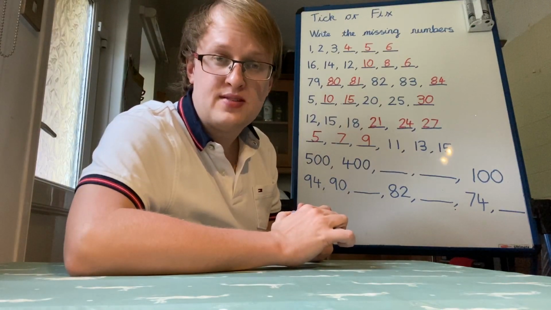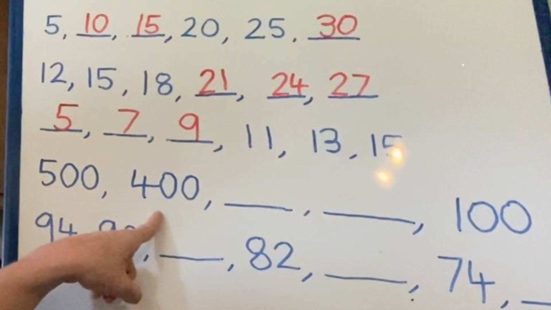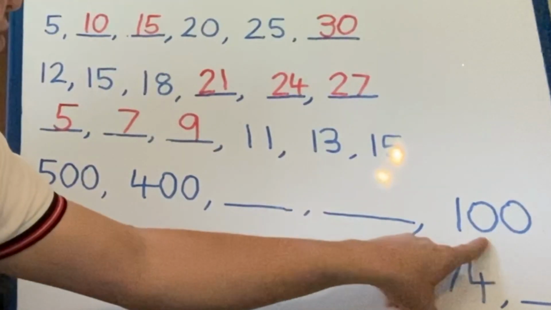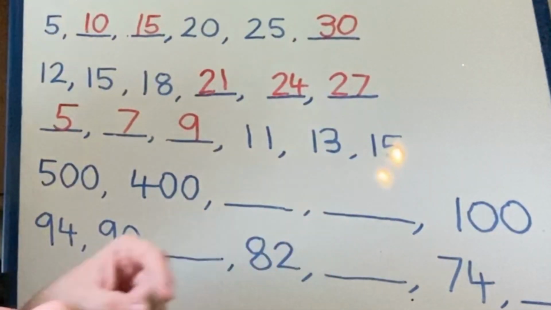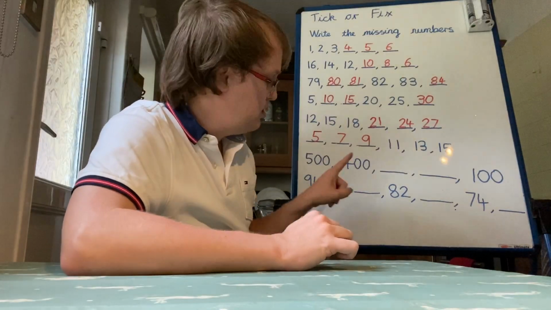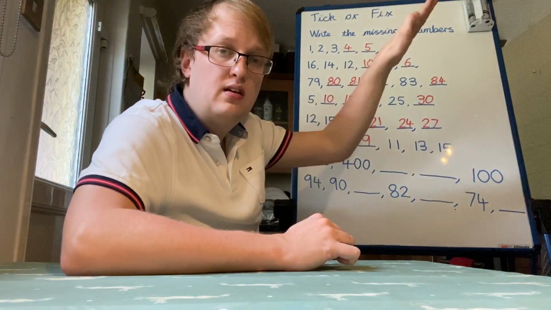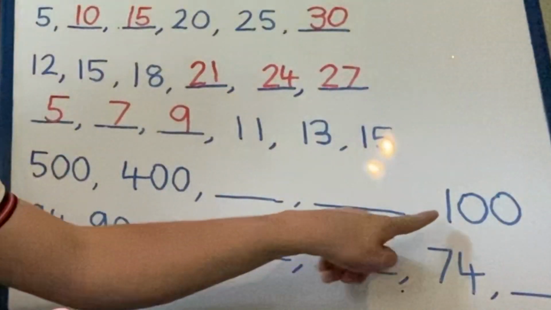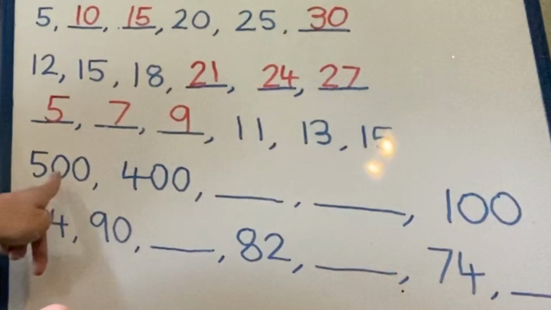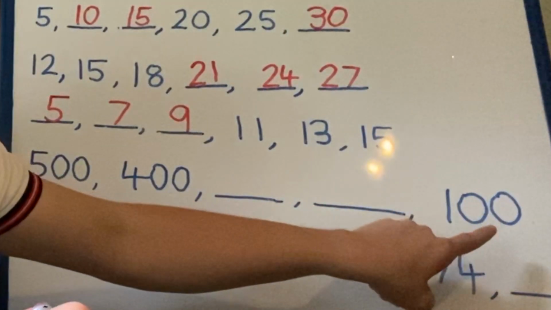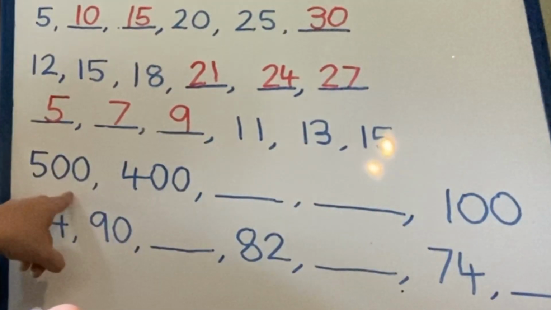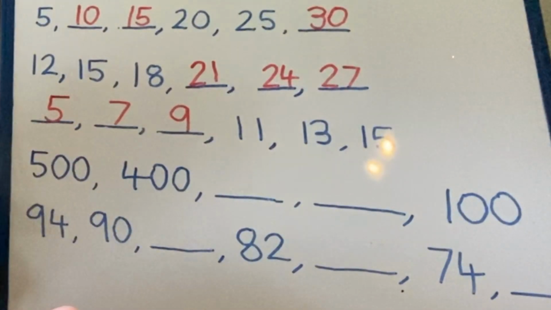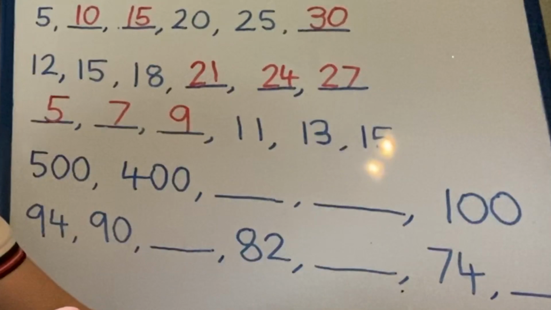Step 2, what do we have so far? 500, 400, missing number, 100. So we've just got 2 missing numbers on this one. Step 3, are our numbers ascending or descending? So are they getting bigger or are they getting smaller? So if we compare the last number to the first number, is 100 greater than or less than 500? It's less than, isn't it? And 400 is less than 500, so our numbers are getting smaller, aren't they?